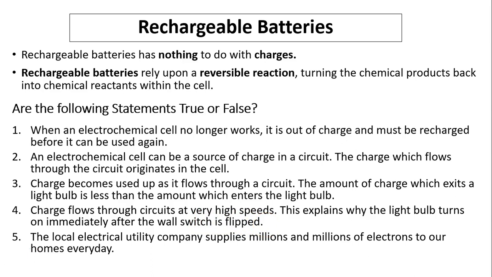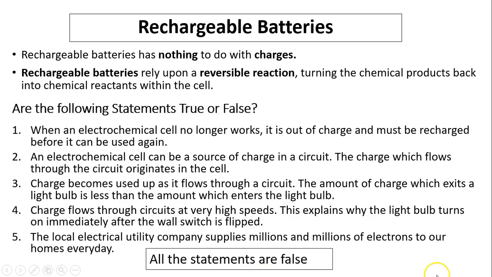Now, that's not why the light turns on immediately. It's because charge is there. When you turn the switch, you give it a command. You provide energy, says time to march. So all the charge starts to go. Number five, local electric utility companies supply millions and millions of electrons to our home every day. That is false because what they supply is energy. They supply the energy to move the electrons already in our home, already in the wires, so they can do work. So all these statements are false.